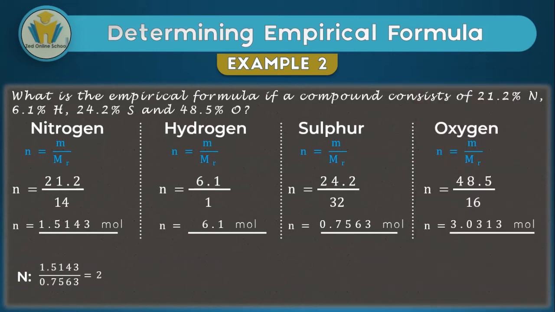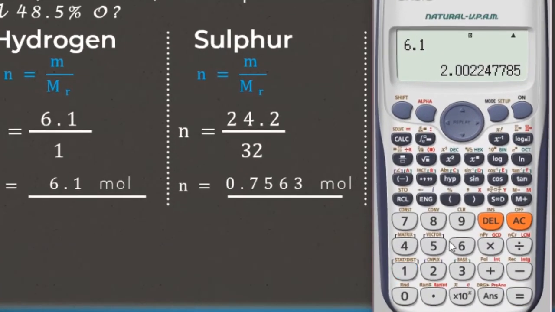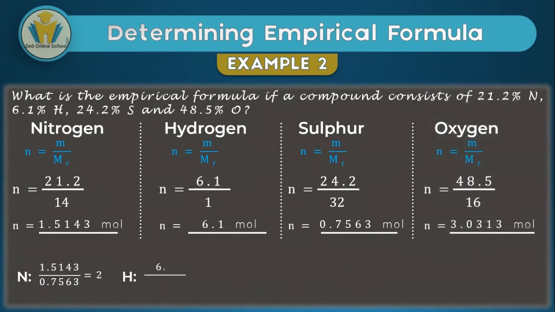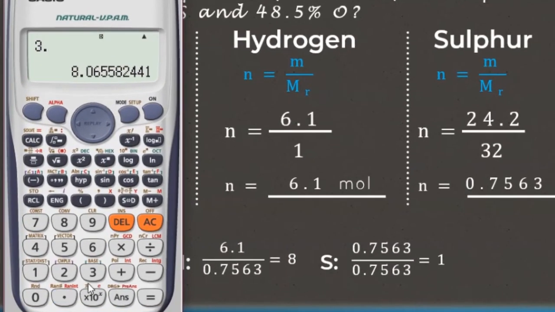We do the same for hydrogen. Okay, our answer is 8.065. Again, if we round off to the nearest whole number, our answer still remains 8. So we just pick 8. Sulfur is just going to give us 1 because we're dividing by the same number. Oxygen is what we need to calculate. 3.0313 divided by 0.7563. Okay, gives us 4.00. Nice answers for all our divisions.